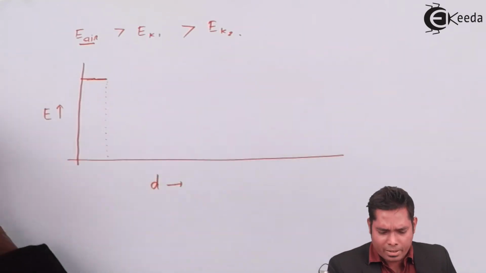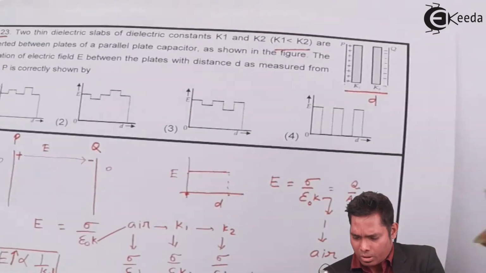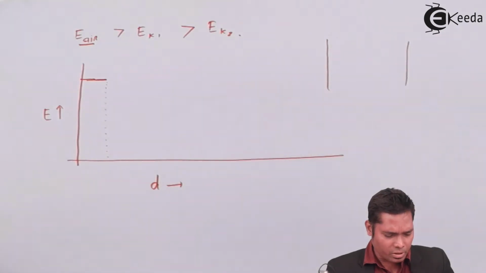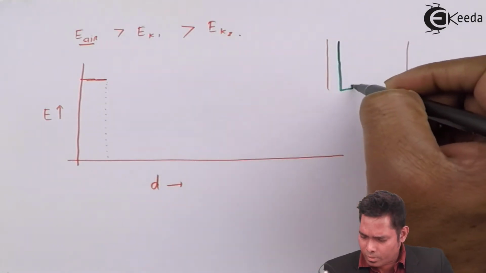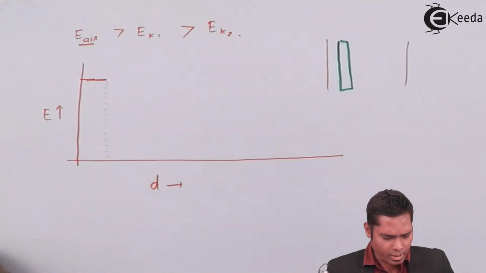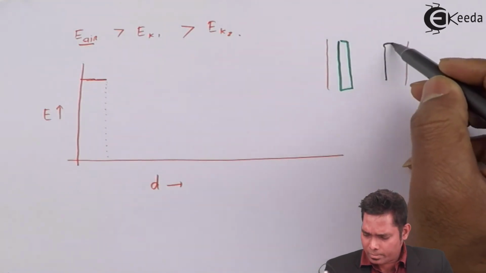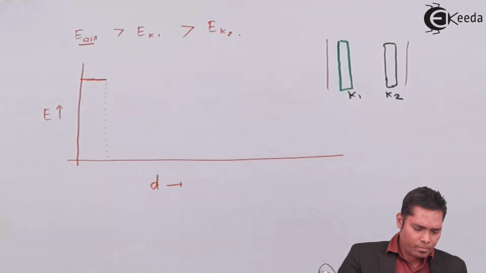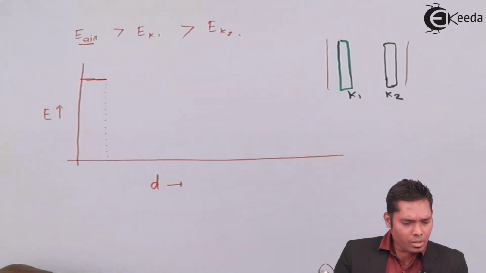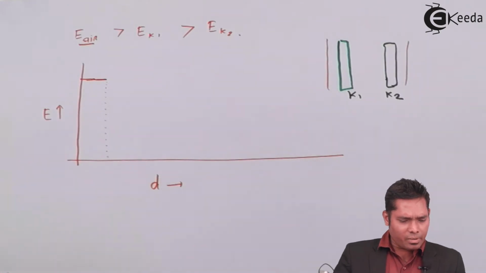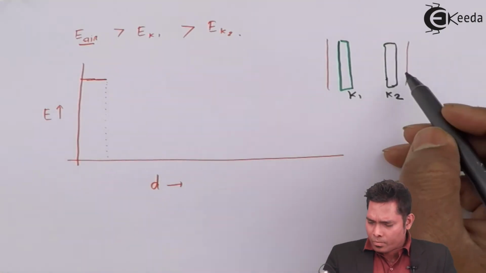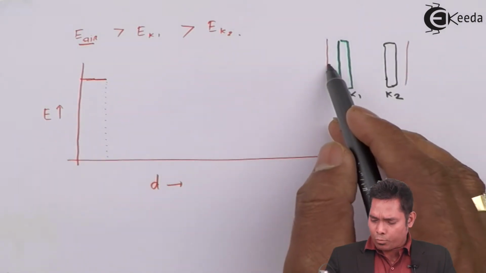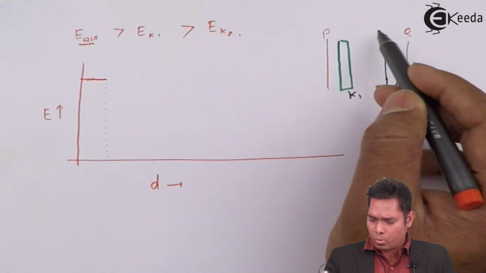Then I find a dielectric K1. As you can see here, let me draw the situation first. This is filled with one dielectric and another dielectric here. This is having K1, this is having K2, and they are very thin dielectrics. Okay, so then I find K1 as I move from here to here. I'm moving from P to Q.